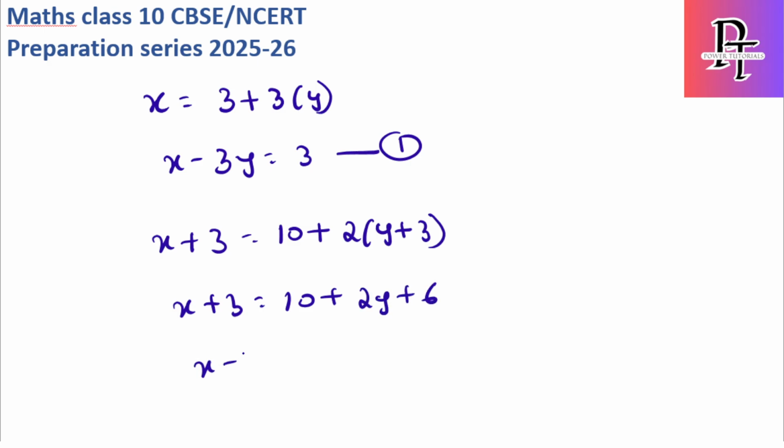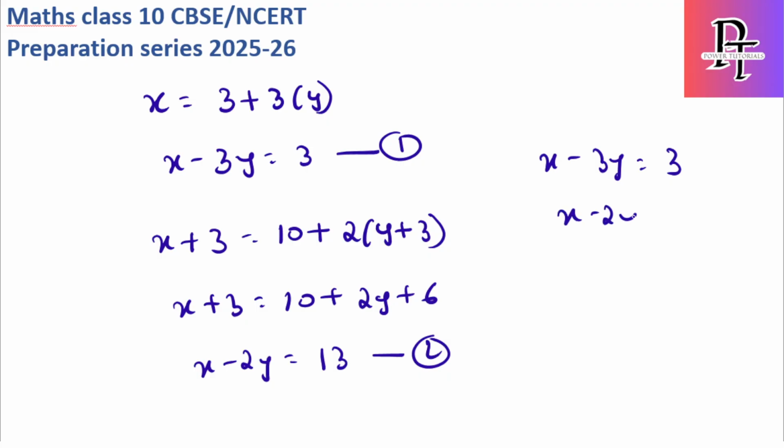So if I move the variable to one side, I'll get x minus 2y is equal to 10 plus 6, which is 16. 16 minus 3 is 13. Okay, we have both the equations. So again, I will use the elimination method. x minus 3y is equal to 3 and x minus 2y is equal to 13. So simply subtract, so the signs will change. x cancels. Minus 3 plus 2 is minus y. 3 minus 13 is minus 10. So I got the y value as 10.